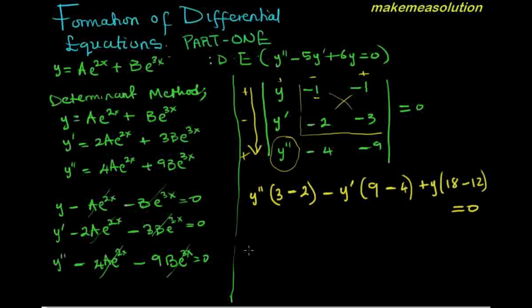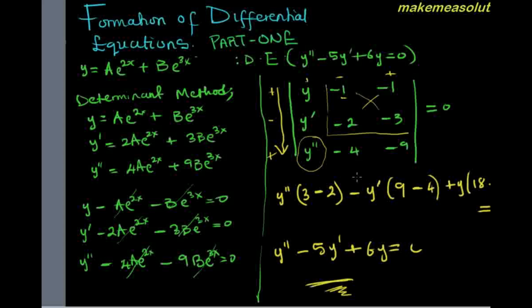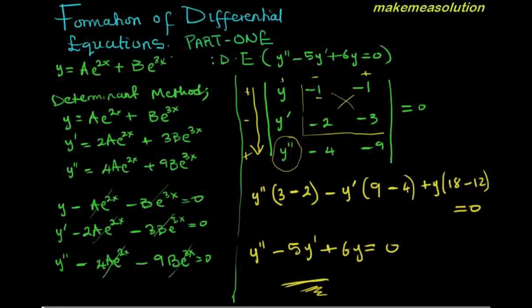By the time you simplify, you have y prime prime minus 5y prime plus 6y equal to 0. So using the determinant method, we have obtained the same answer that we obtained when we used the normal elimination or substitution method. There's still one more way to solve this equation, and we'll jump over to another example.